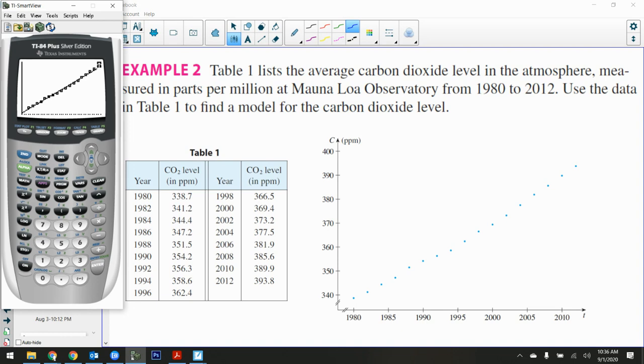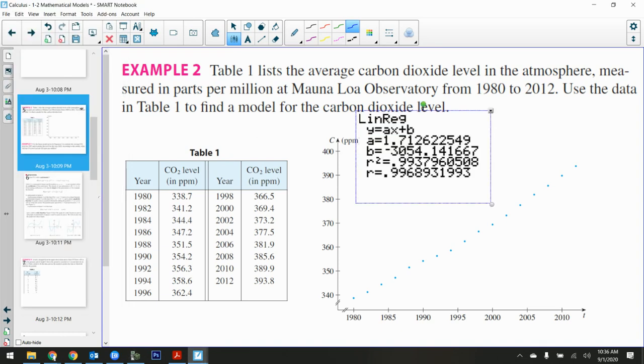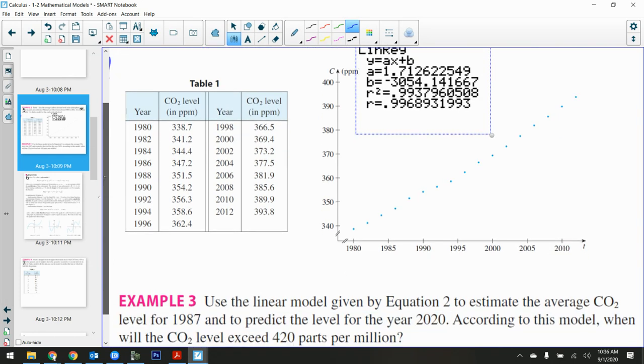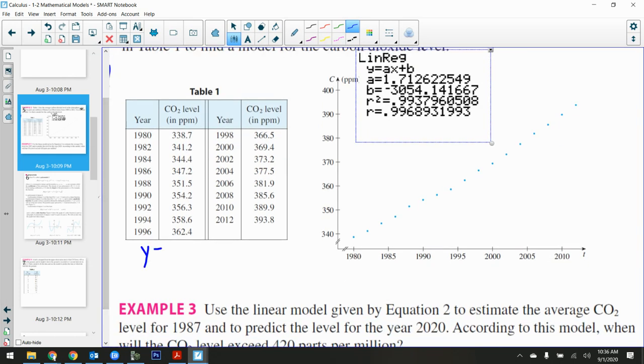But the equation is back here. The equation is on the home screen here. So I'm going to put this over here, and I'm going to scroll down here: y equals 1.713x minus 3054.142. I don't know why I went 3 decimals out.